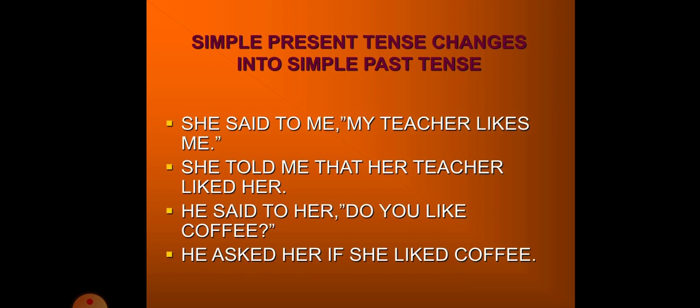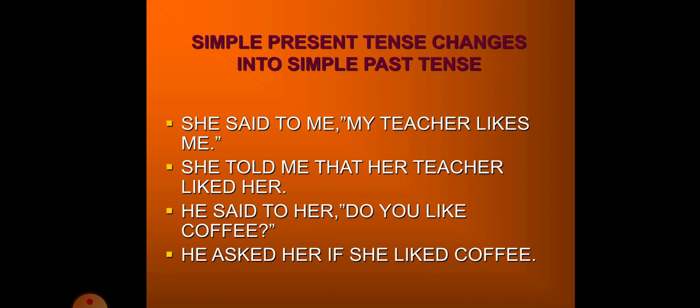When we look at simple present tense, it changes into simple past tense as you look at the examples given here. She said to me, "My teacher likes me." It will be changed into she told me that her teacher liked her. Now in the first sentence, likes verb is used, which is first form of verb, and it is changing into second form of verb. In the second sentence, he said to her, "Do you like coffee?" Here like, which is first form of verb, is changed into second form of verb, and you have to see how the pronouns are also changing.